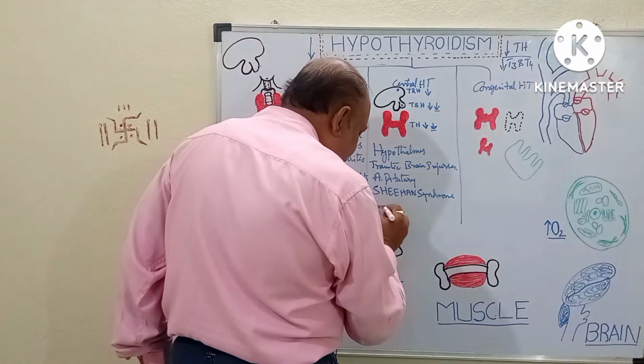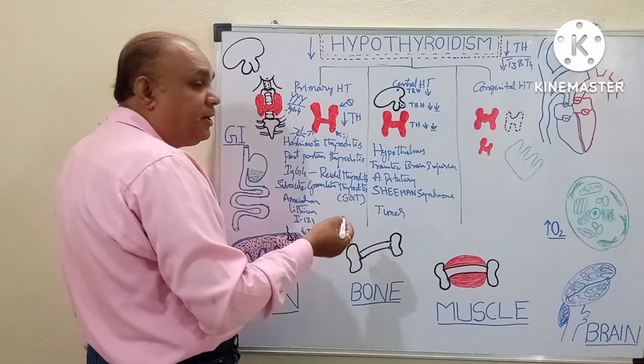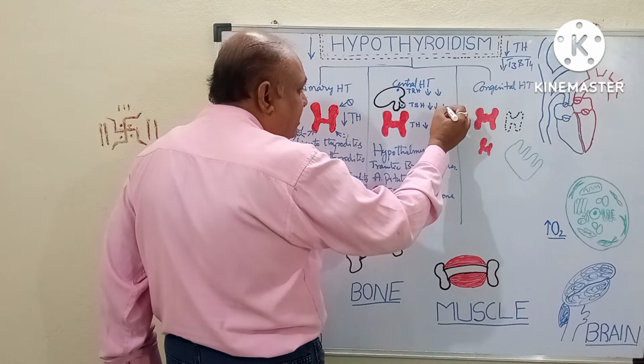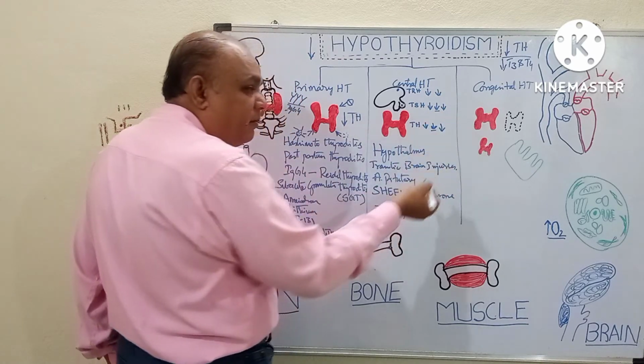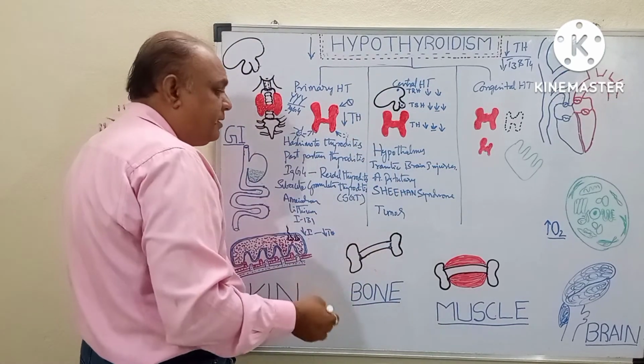Apart from this, a tumor can also lead to low thyrotropin hormone secretion as well as low thyroid stimulating hormone secretion, which leads to low thyroid hormone secretion. That leads to hypothyroidism.